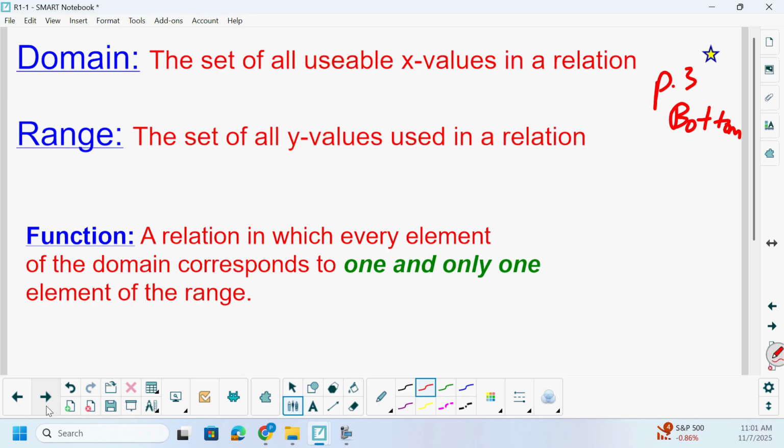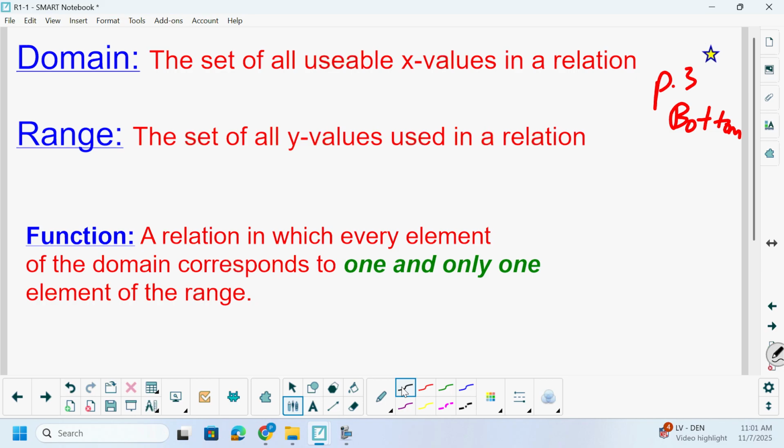So domain is just any of the x's that work, and the range is any of the y's that work. Now, if something's going to be a function, each x should have only one y value with it. And we often check if something's a function with the vertical line test.